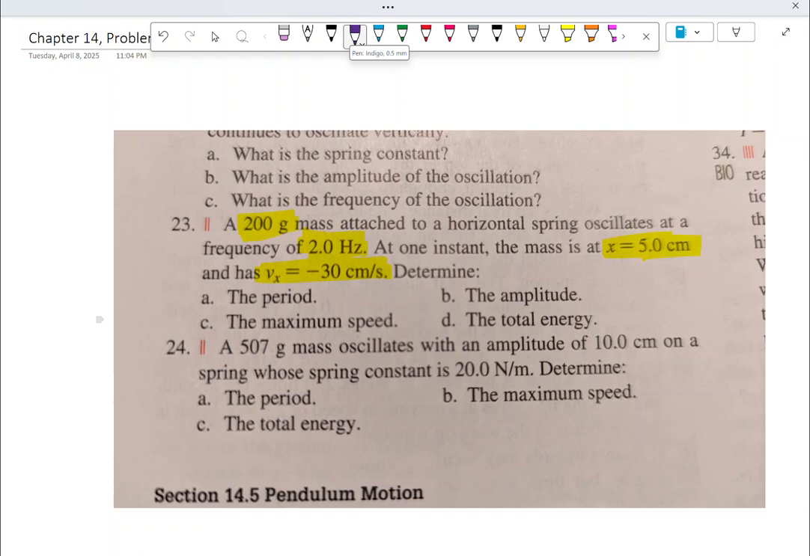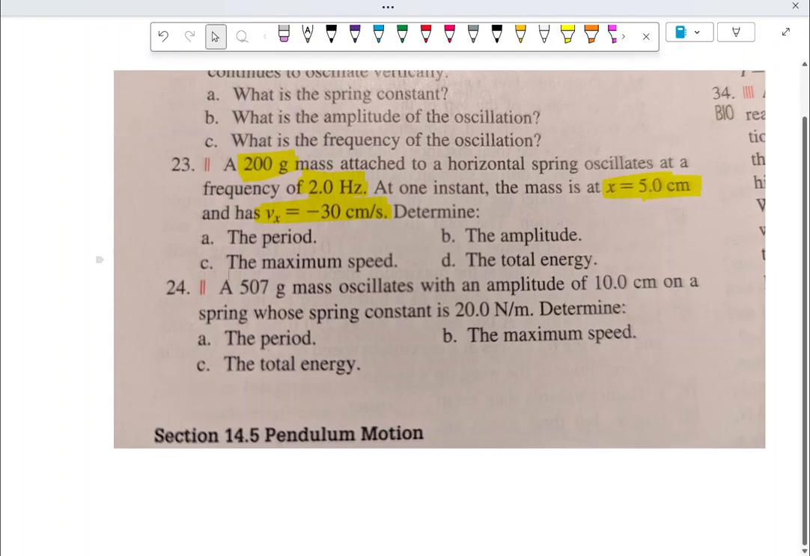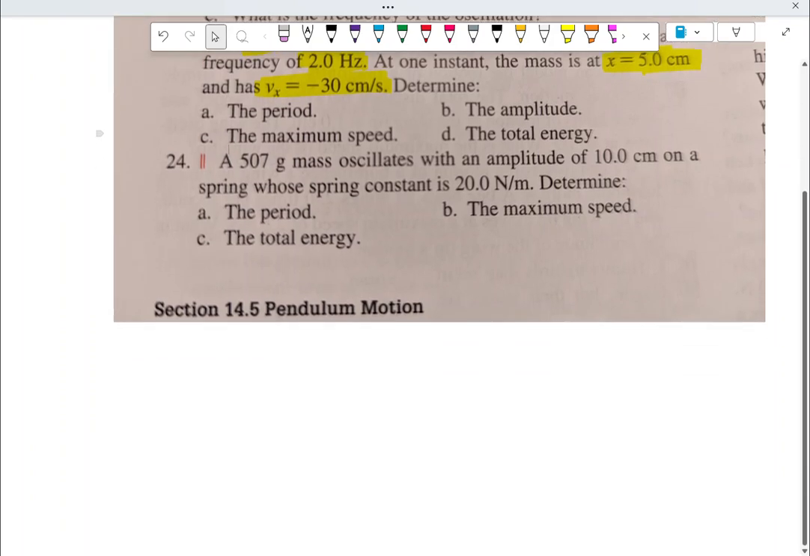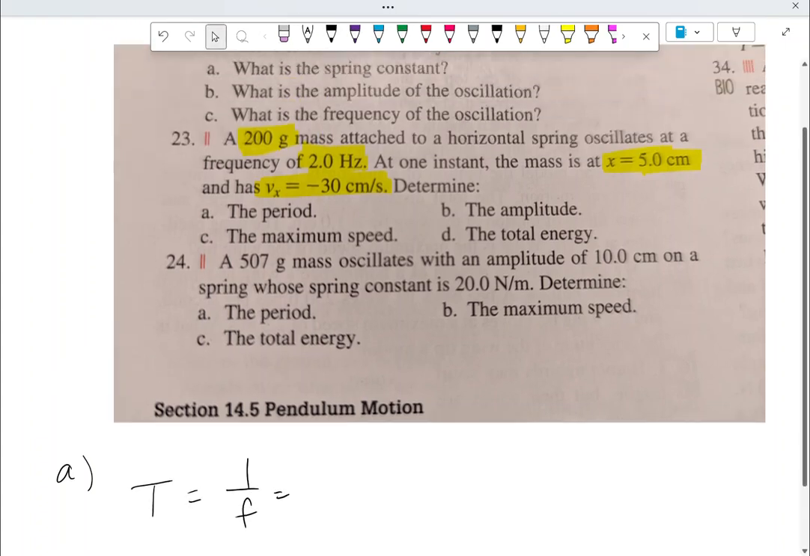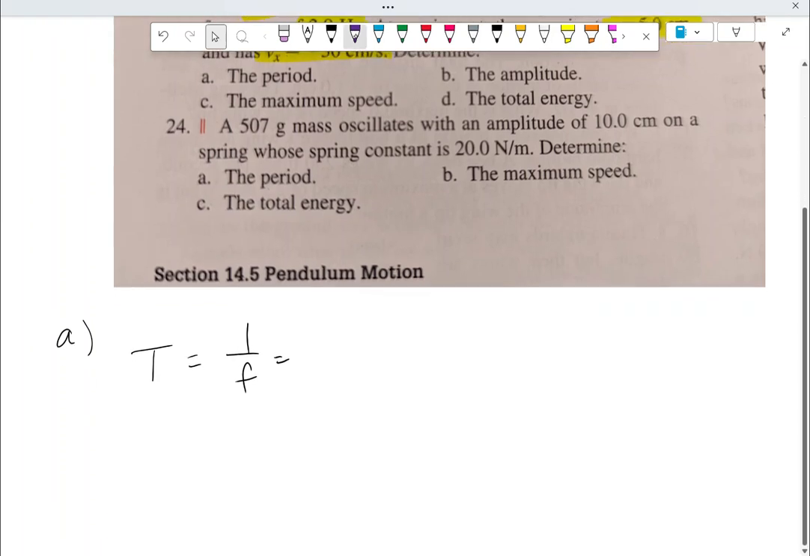Okay. Many ways to solve this actually, so I'm going to do it in terms of just stuff that we know. I'll start with the period. I know that the period is just the inverse of the frequency. They gave me the frequency, it's 2 hertz, so that must mean the period is going to be 0.5 seconds.